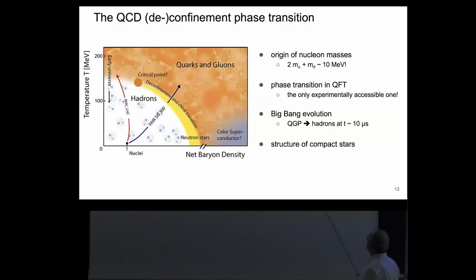This is actually the only experimentally accessible phase transition in a quantum field theory, for now at least. And it's, of course, very closely connected to the Big Bang evolution, where, as I said, this transition happened very early. The estimate is about 10 microseconds or so, and is connected to the structure of compact stars.